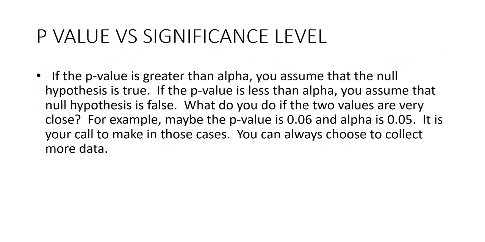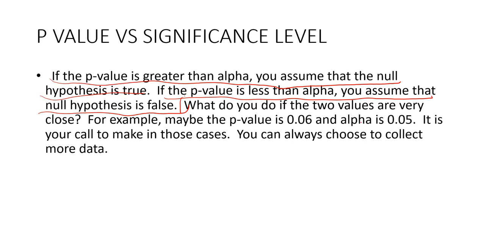One more thing: p-value versus significance level. This is the final conclusion. If the p-value is greater than alpha, we will assume that the null hypothesis is true. This is a very important point. If the p-value is less than alpha, you can assume that the null hypothesis is false.